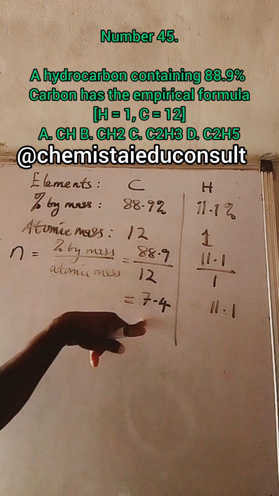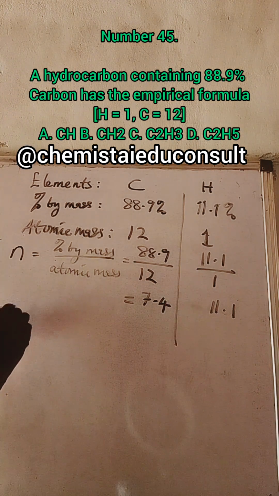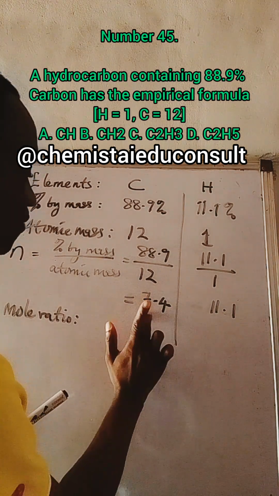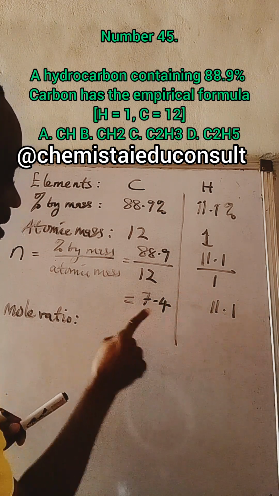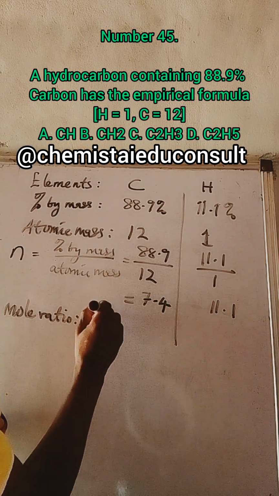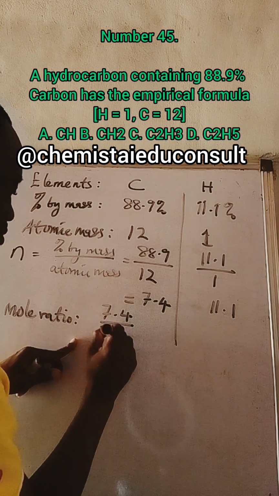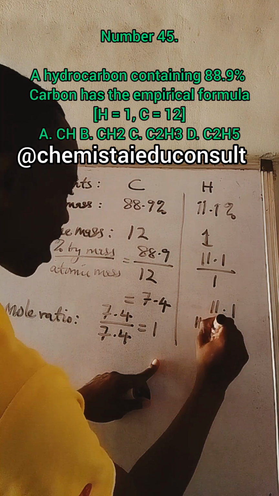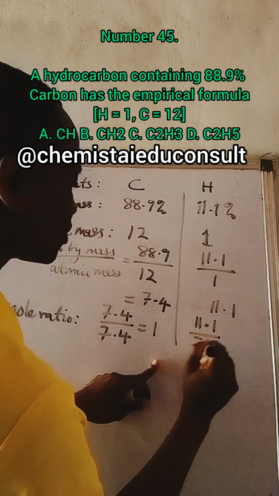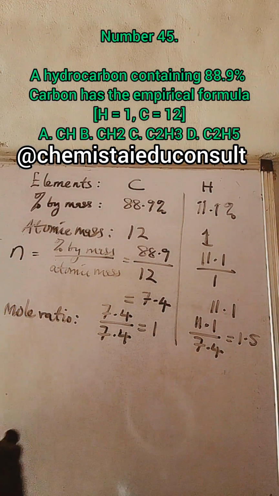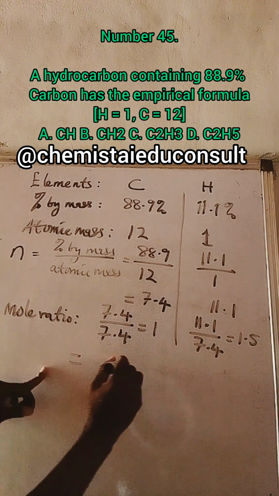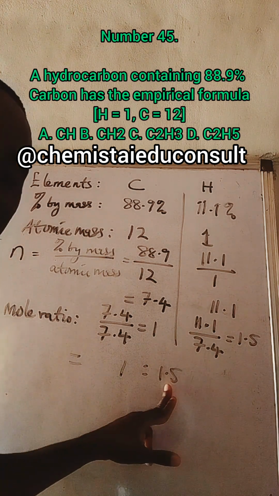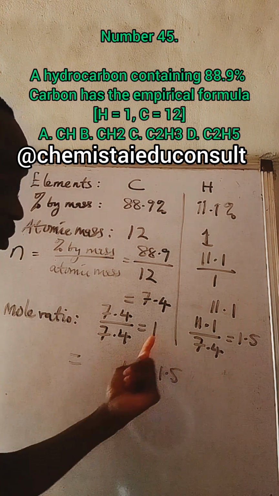Now, when you get the number of moles, the next is to get the mole ratio. Now, to get the mole ratio, you divide these two numbers by the smaller one. 7.4 is the smaller, so you say 7.4 divided by 7.4. You will get 1. Here is 11.1 divided by 7.4. You are going to get 1.5. Now, the ratio is 1:1.5.